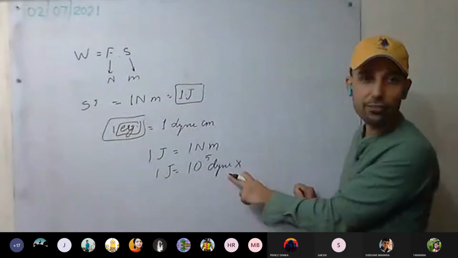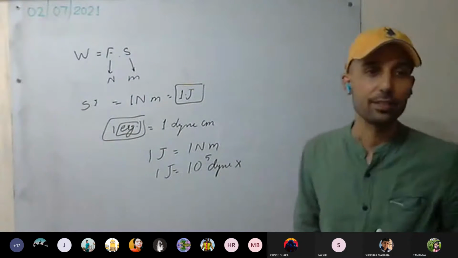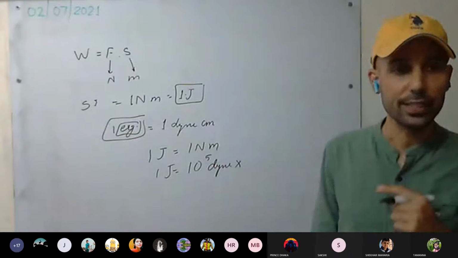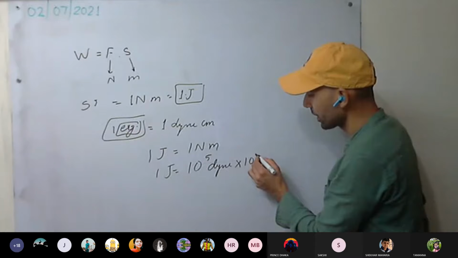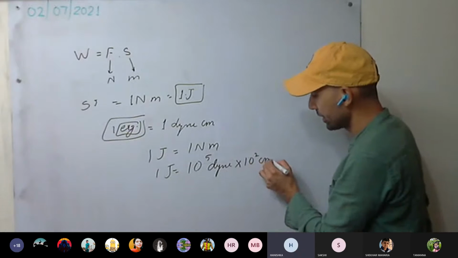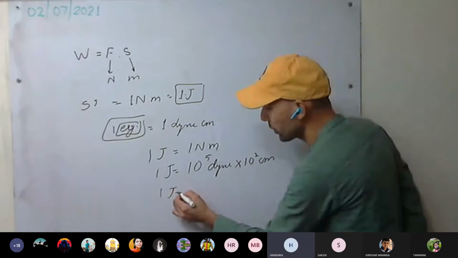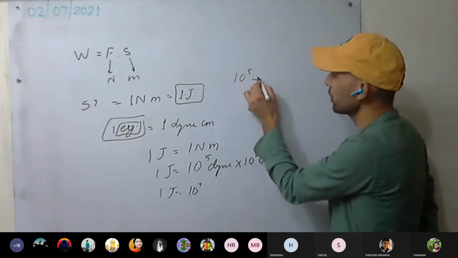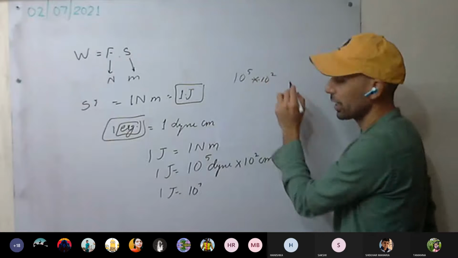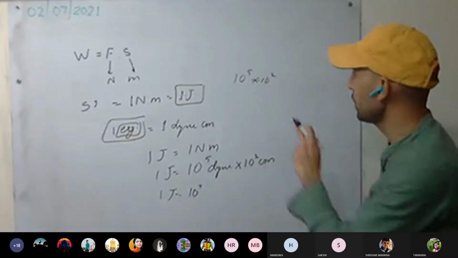10 raised to power 5 dyne, and 1 meter we have to convert to centimeter. It will be how much? 10 raised to the power 2 centimeter. So 1 joule equals how much? 10 raised to power 7. You all remember, 10 raised to power 5 into 10 raised to power 2. Exponents, have you studied? They will be added.